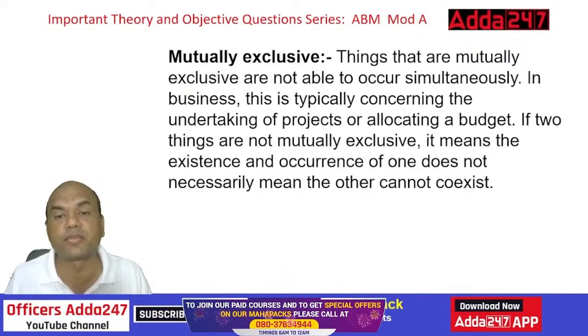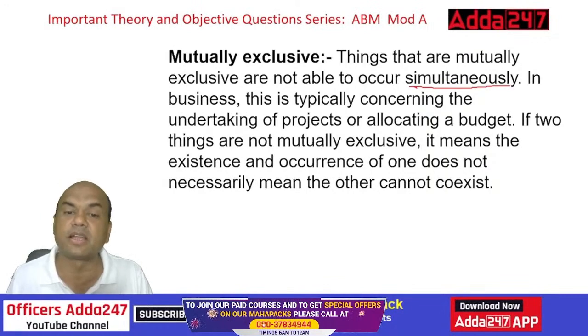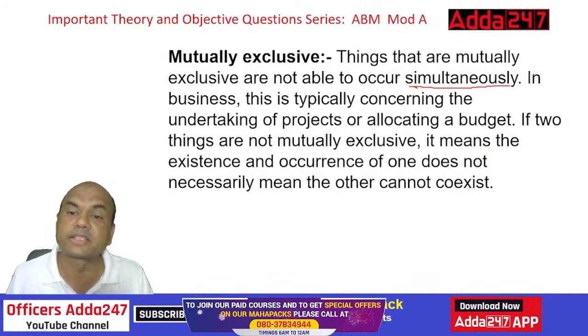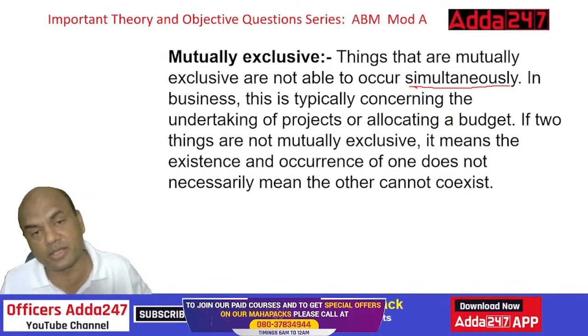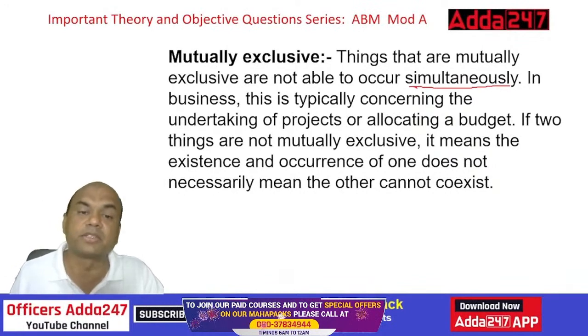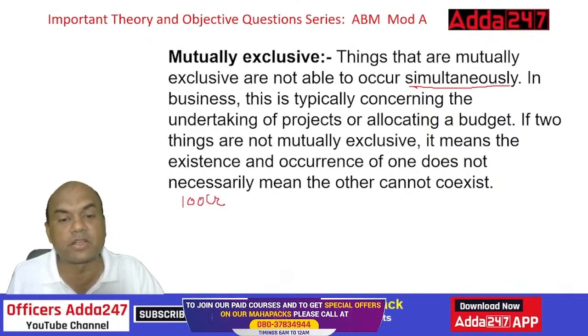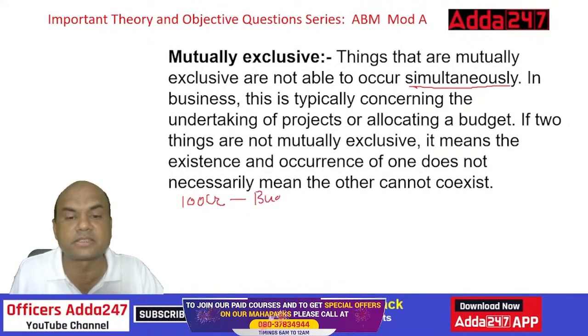Mutually exclusive events. Things that are mutually exclusive are not able to occur simultaneously. In business, this is typically concerning the undertaking of a project or allocating a budget. What does exclusive mean? They cannot occur simultaneously. Suppose in business, take an example. I have a budget of, let's say, 100 crores. Out of this budget of 100 crores, let's say I can just start a new project.